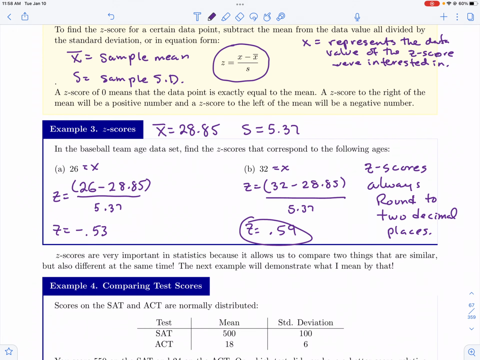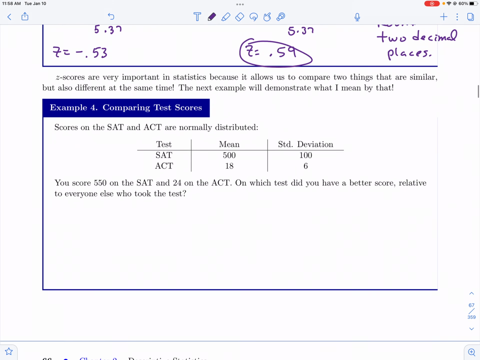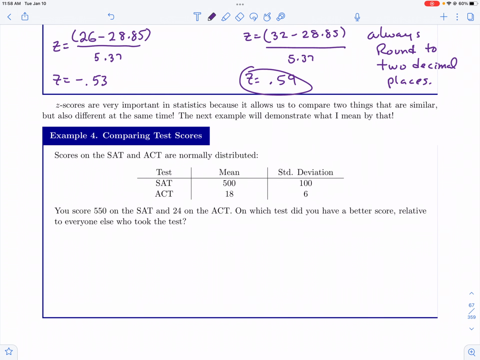All right, so finally, this is where z-scores can come in pretty handy, because z-scores allow us to take two sets of data that are similar but different and actually compare them. What do I mean by similar but different? This example 4 is a perfect example. Some colleges, and you may have taken these yourself, take SAT and ACT scores as a way of letting people know whether they get accepted to the college or not. But if you've taken these tests before, you know that their scores are drastically different.